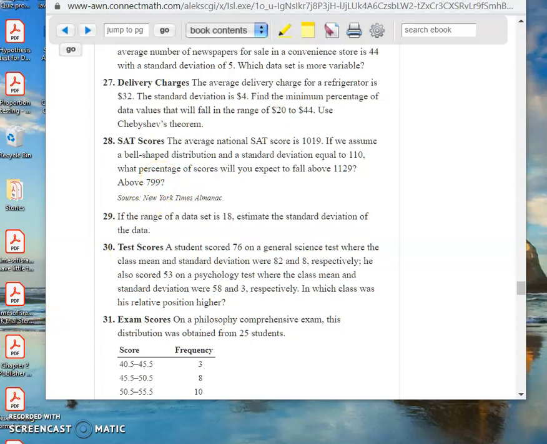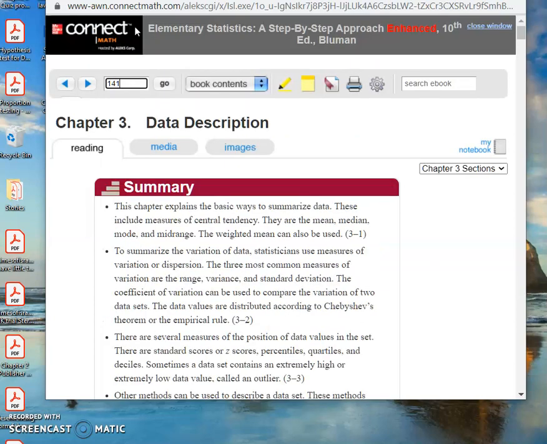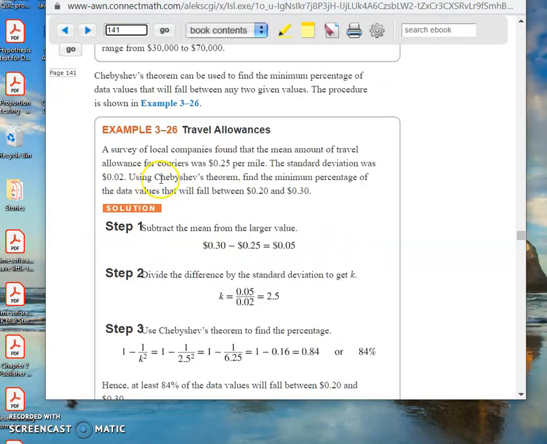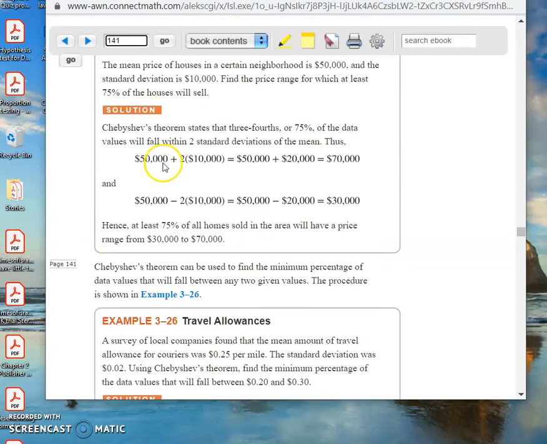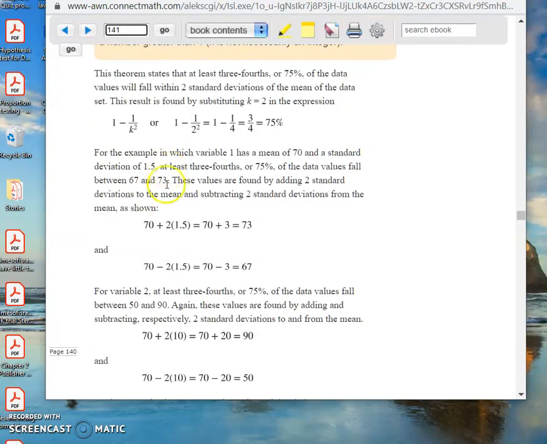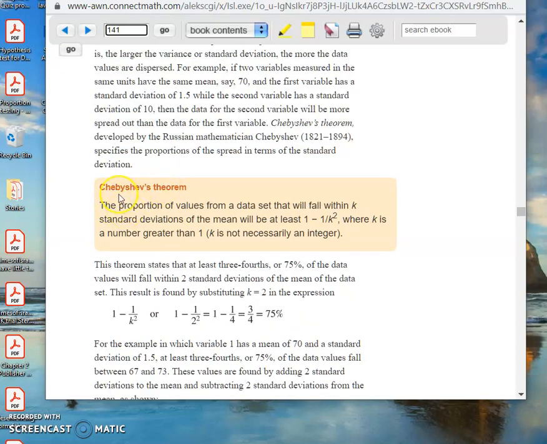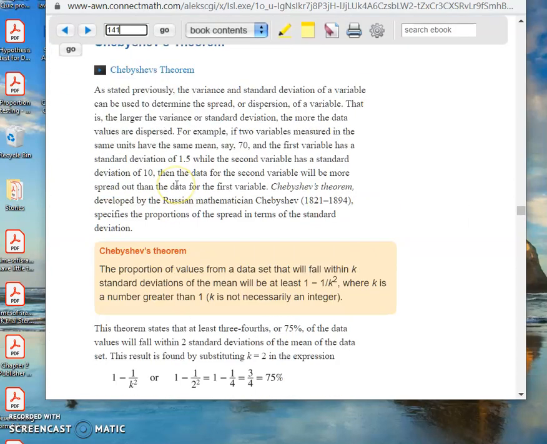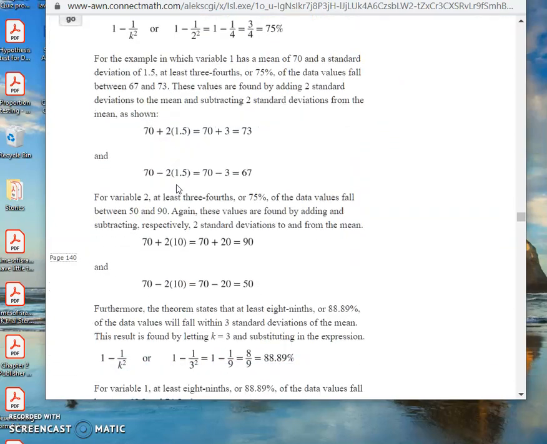Now all of this is explained in your textbook, roughly speaking, on page 141. So let me bounce to that. Okay, so here we are on page 141. Here's Chebyshev's theorem on page 141. All right, so we talk about Chebyshev's theorem.